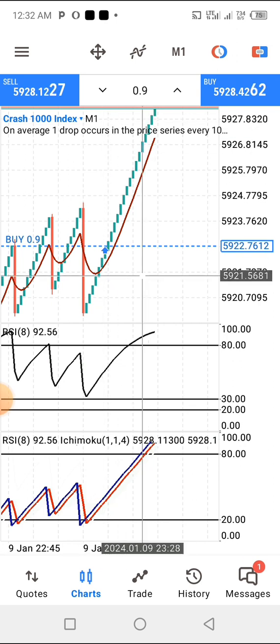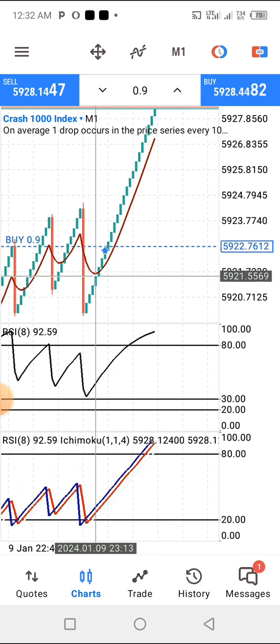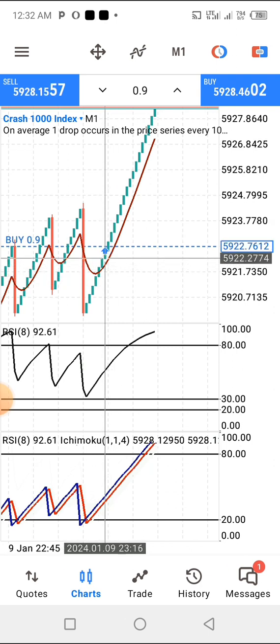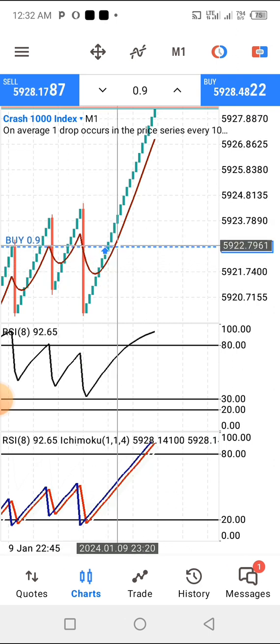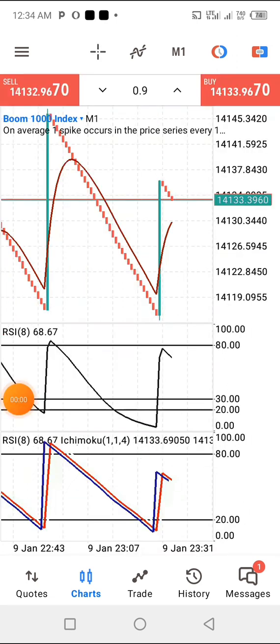Though we entered the trade late, because when I started setting up these indicators, the trade had already passed this position, so I just had to enter it late so that I can use it to make a video for you guys, so that you can see that it works perfectly fine. So this is how it works.